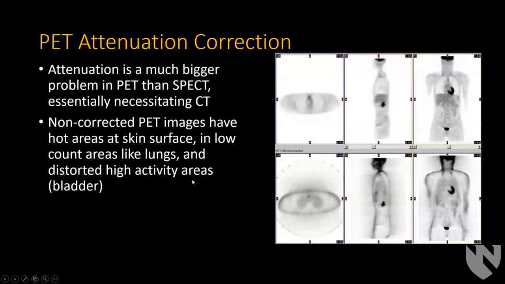Attenuation correction is also an issue for PET. It's really a bigger issue than for SPECT, and so you pretty much have to have a CT. On non-corrected PET images, things like the skin and the lungs will be very hot because those areas are either close to the detector or they don't attenuate very much. So if you look here on the right, you can see this patient's skin is very hot. The lungs are very hot here, so that's the non-attenuation corrected. But when you correct that, then the lungs actually don't have very much uptake, which makes sense. There's not much metabolic activity there. And the skin just has the same uptake as pretty much everywhere else.